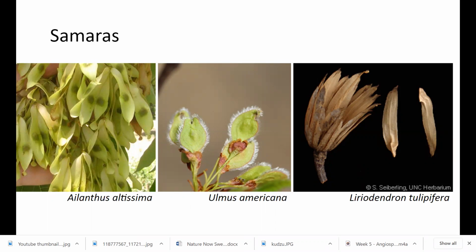Okay, so we have Ailanthus altissima with that seed in the center of the wing. We have Ulmus americana, which you separate from Ulmus rubra because it's got the hairs on the outside. And then I hope that you know Liriodendron tulipifera. Stop and think for a moment. It's not just a samara, right? What type of fruit does Liriodendron have? Is it an aggregate or is it a multiple? And so here we know that it's an aggregate of samaras because it comes from a single flower with multiple carpels.